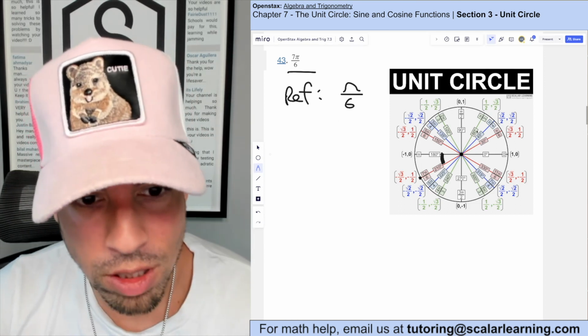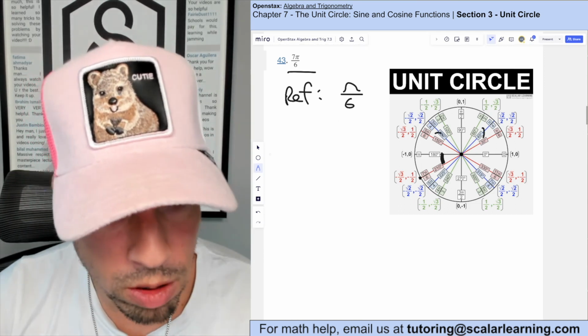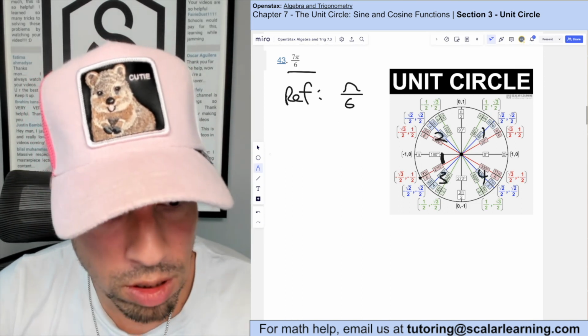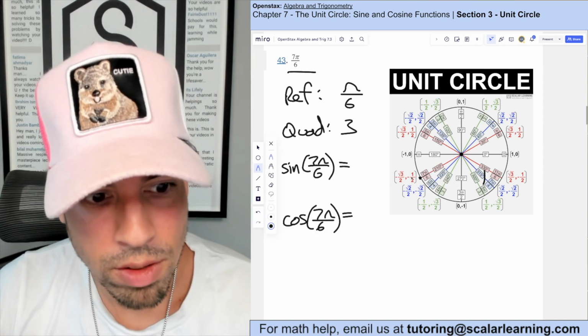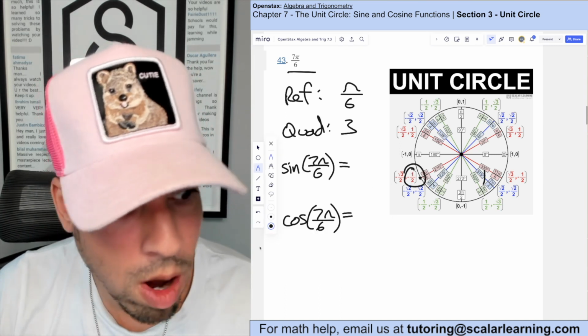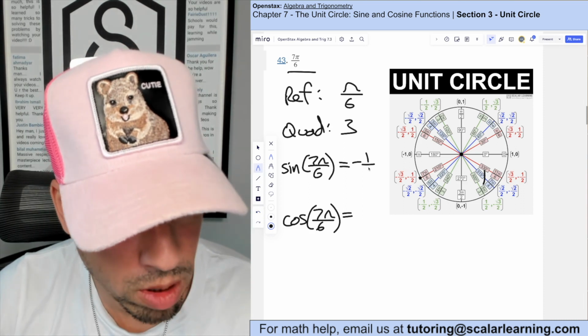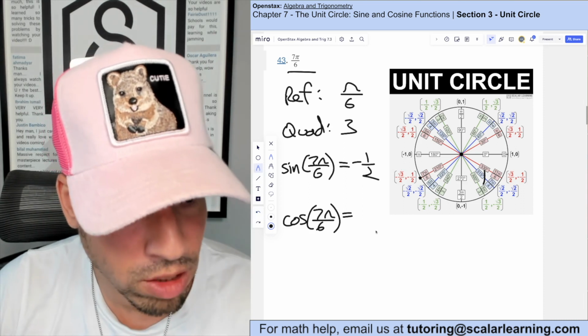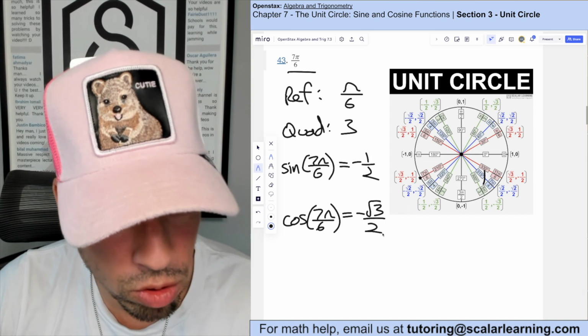And again, pi over 6 is of course equivalent to 30 degrees. So that matches up. And then for the quadrant, we have 1, 2, 3, 4. This is clearly in quadrant 3. Now sine of 7 pi 6 is the corresponding y value of this coordinate, which is negative 1/2. Cosine is the corresponding x value, which is negative rad 3 over 2. That's how you do it.